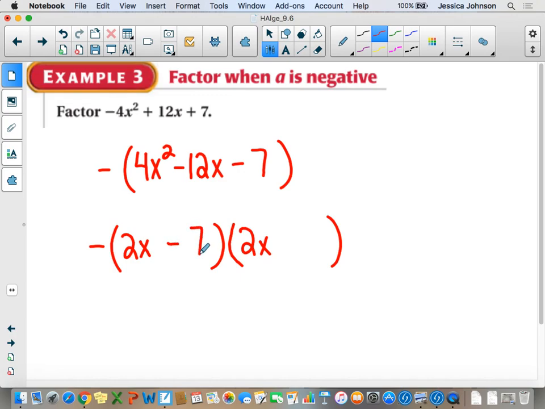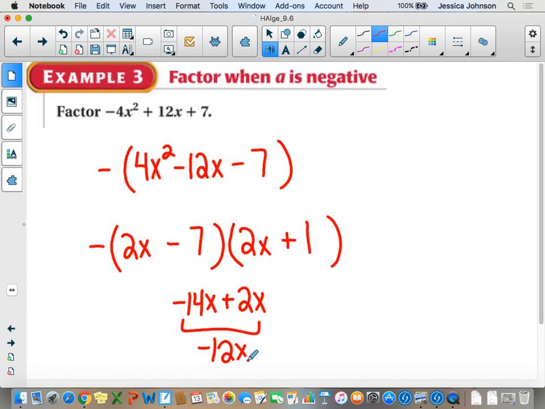Negative 7 and positive 1. Okay, well, 2x times negative 7 would give me negative 14x, just looking at the middle terms here. And 1 and 2x would give me positive 2x. And lucky me, I guessed right. That's going to give me the negative 12x that I was looking for.